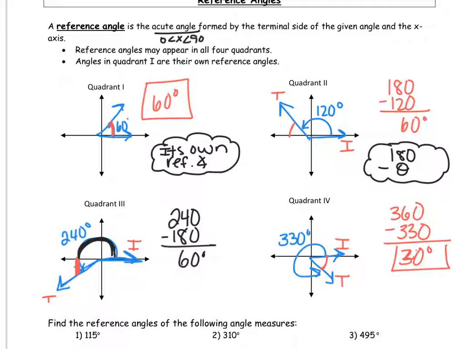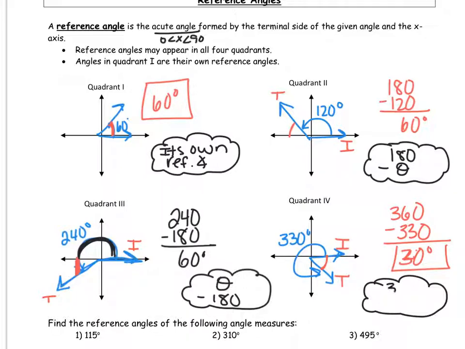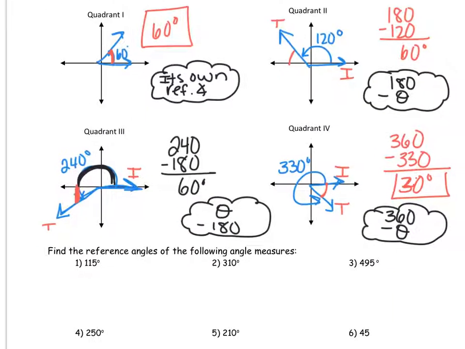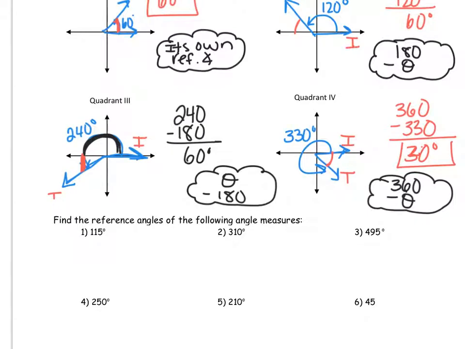If I want to find a reference angle in quadrant 3, we are going to take the angle itself and subtract 180, right? We took the 240 minus 180. And what did we do here in quadrant 4? We took 360 and we subtracted the angle. So those are your 4 rules for a reference angle, okay?